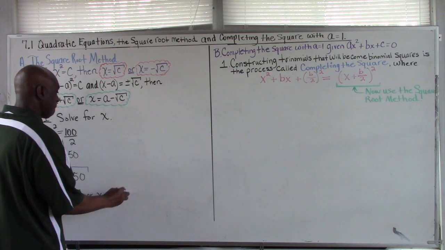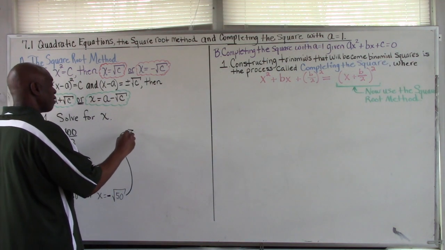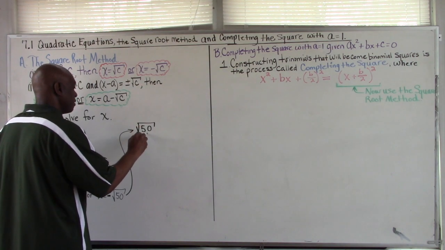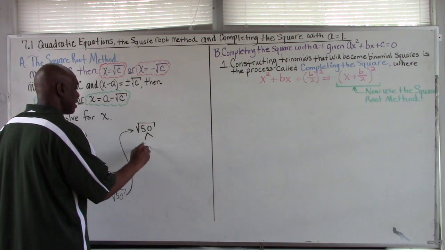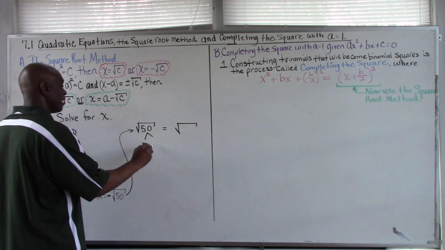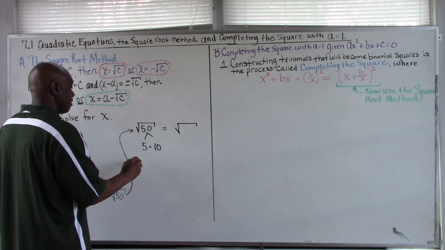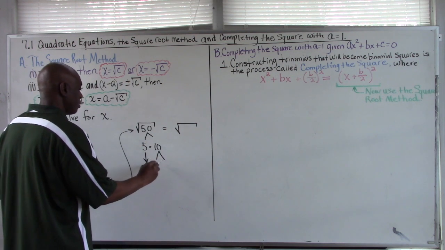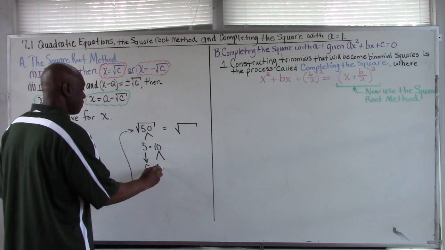Okay, let's take it up. All right, so the square root of 50. Let's break it down. 50 is 5 times 10. 5 is already a prime number. 10 is 5 times 2.